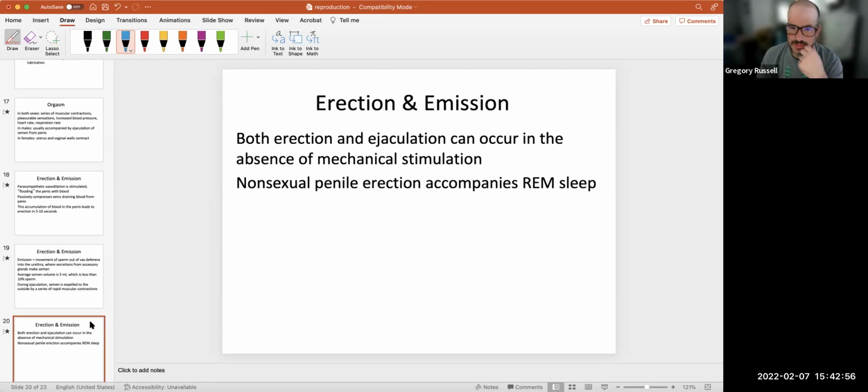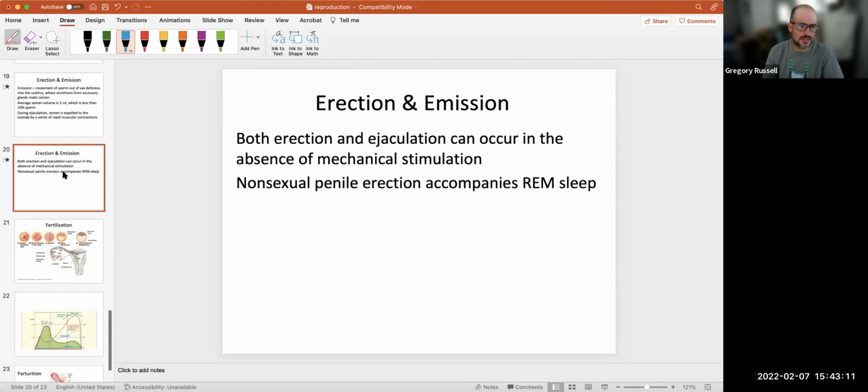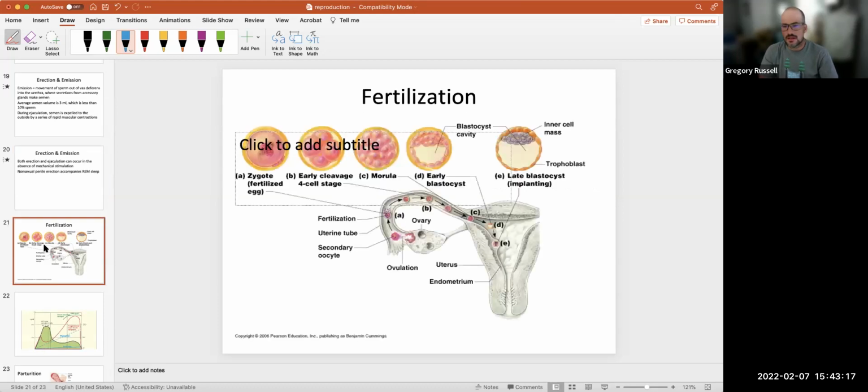It's worth mentioning that both erection and ejaculation can occur in the absence of any mechanical stimulation. One of the most noteworthy examples of this is the non-sexual erection and emission that occurs with REM sleep, right? Mostly during puberty. I think the colloquial term for those is wet dreams, right? That's what's happening there.